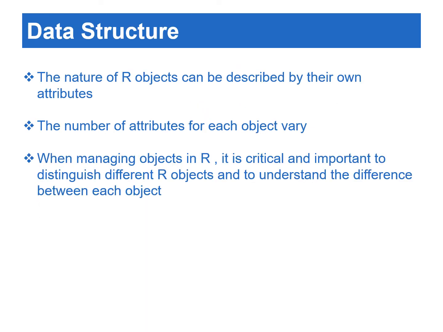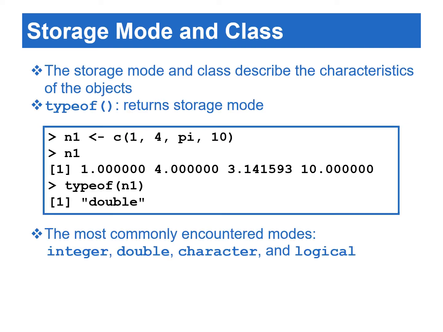The nature of our objects can be described by their own attributes, and the number of attributes for each object is different. When we manage objects in R, it is critical to be able to distinguish different objects by examining their attributes. The storage mode and class are used to describe the characteristics of objects. We can use the typeof function to find out the storage mode of an object. The most encountered storage modes are integer, double, character, and logical. For example, the storage mode of the n1 vector is double.